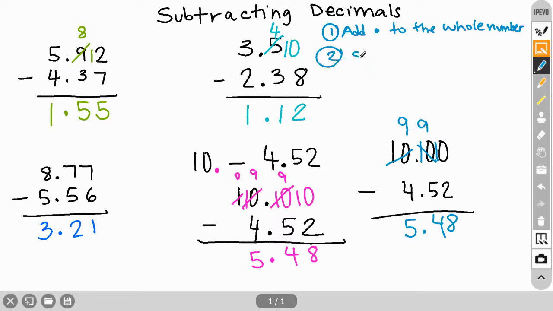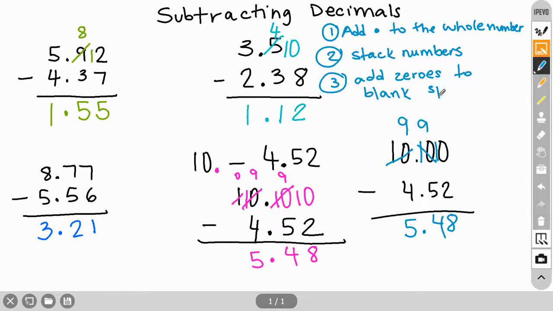Then make sure you stack the numbers properly, correctly. Make sure the decimal point is under the decimal point. The ones is under the ones. Third step, add zeros to blank spaces. Whether you are adding or subtracting, you must add those zeros. Okay, and the fourth one, do the work.